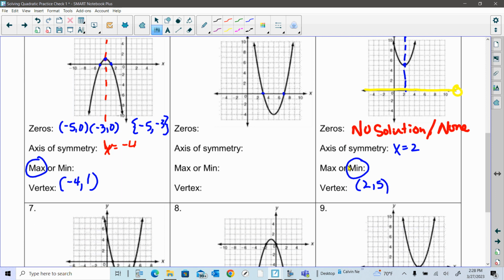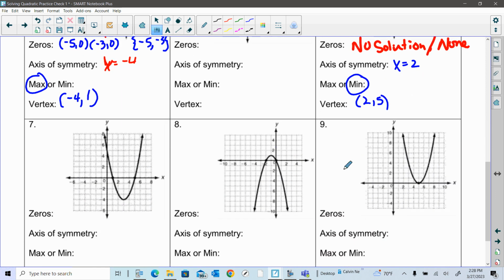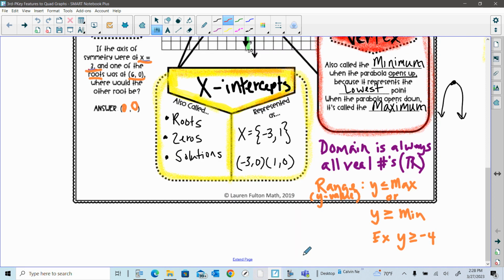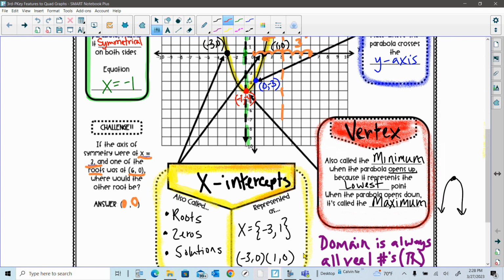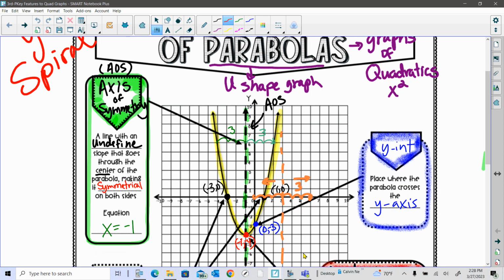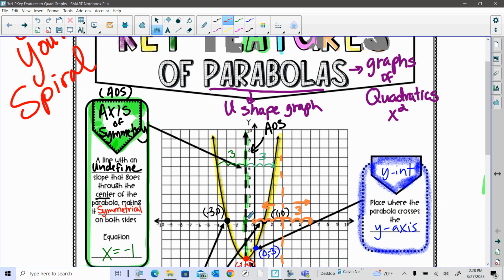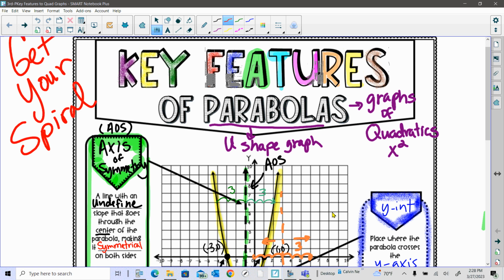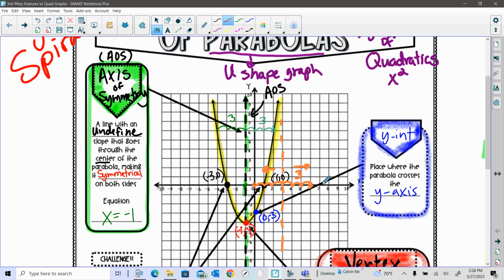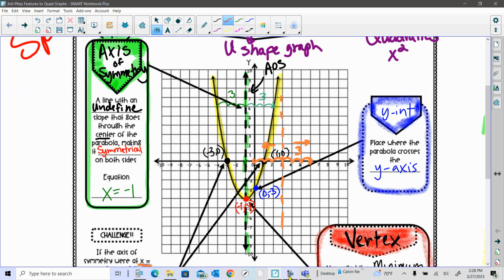So I want you to try your best to complete these. There's no real computation, no calculator needed. It's just understanding the features of a parabola and how to read that off the graph. So like I said, I know not everyone took their spiral home, so I will send this along with the video explanation. Thank you.